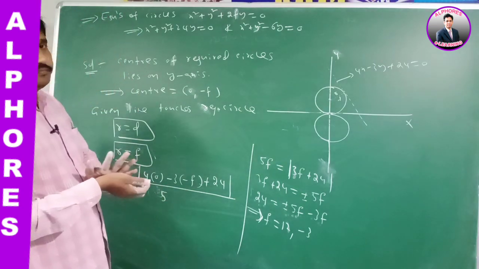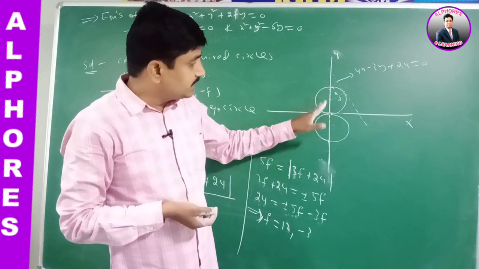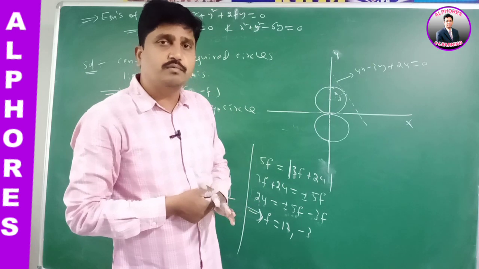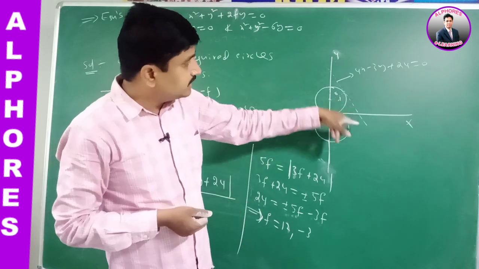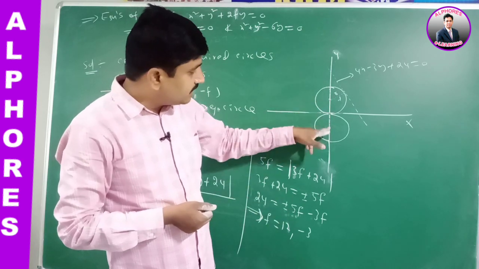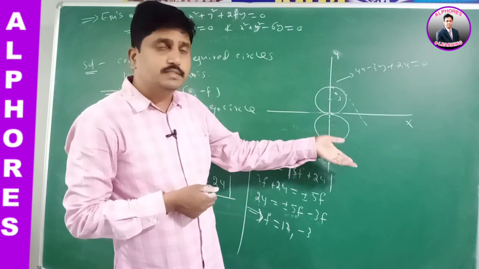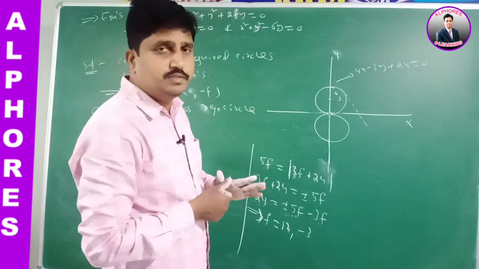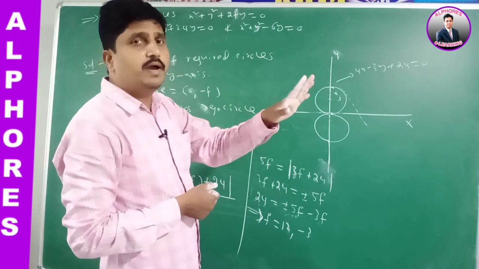Here, students, the question: equations of circles which touch the x-axis at the origin and touch the line 4x minus 3y plus 24 equal to 0. This is the diagram. Here, these two circles touch the x-axis at the origin and the line. The circle touches the x-axis at the origin, then the center is in the form 0 comma minus f. The center lies on the y-axis. Required circles are in the form x square plus y square plus 2fy equal to 0. Therefore, here the g value is 0 and the c value is 0. Here the f value is required.